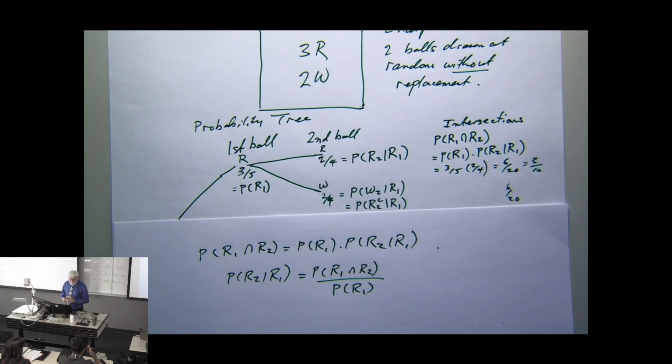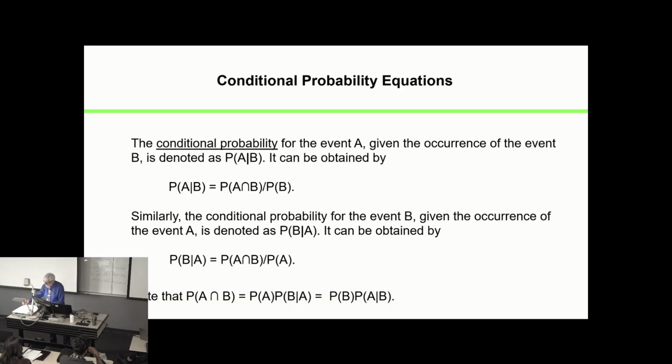We also noticed at the bottom, which is off the screen now, so let's go back to the laptop again. We use this rule, the probability of the intersection of A and B. We took in this case the probability of R1 times the probability of R2 given R1 to get the probability of the intersection.